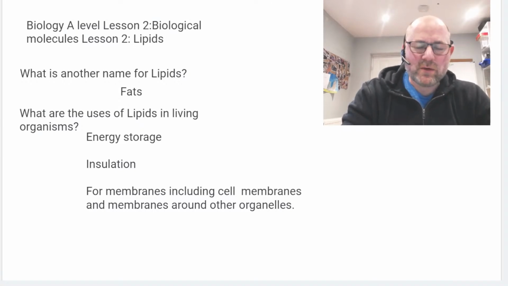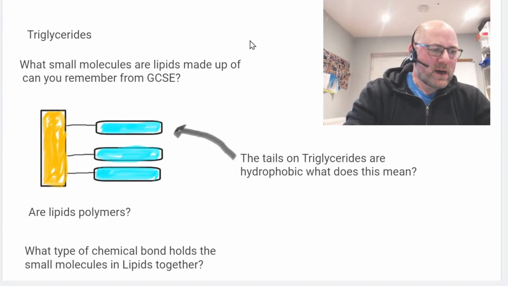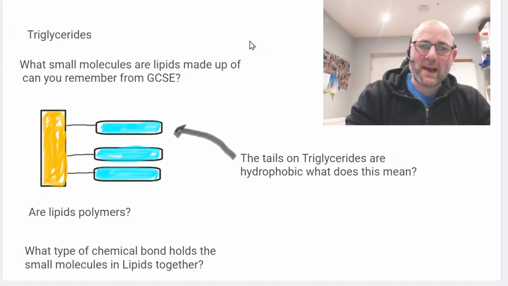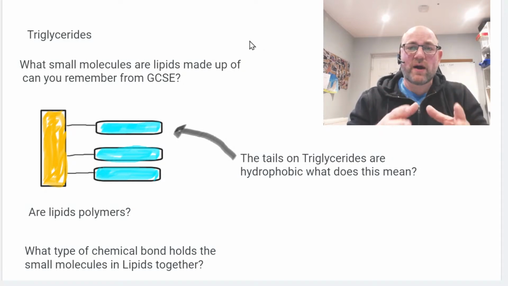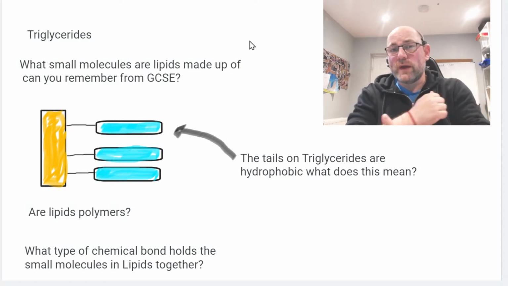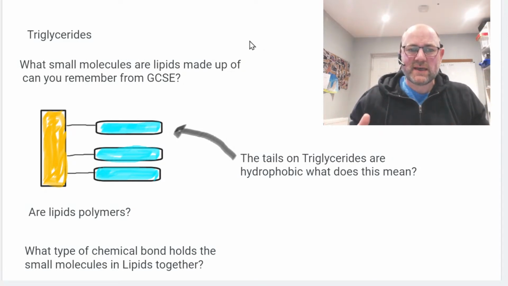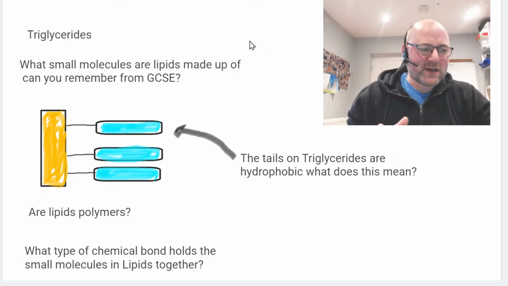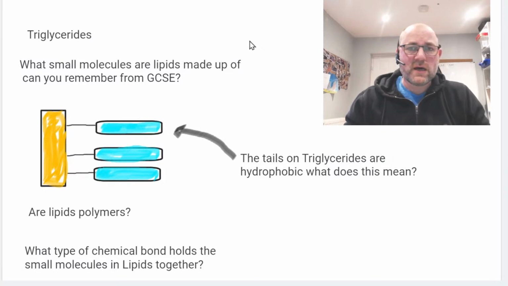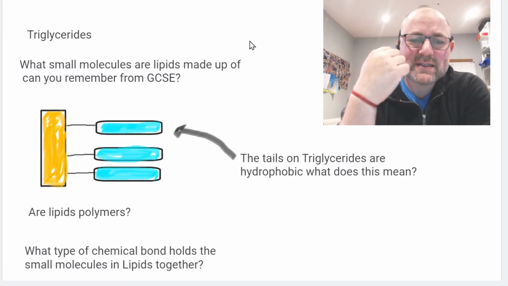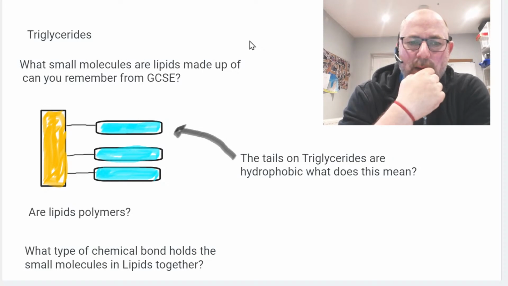Okay, so moving on. A lipid that you will have to become familiar with, and one of the most important ones in living organisms, is known as triglycerides. And these are what we called lipids at GCSE. Now, at GCSE, you learned that lipids are made up of three molecules. So can you remember the three small molecules that lipids are made up of?